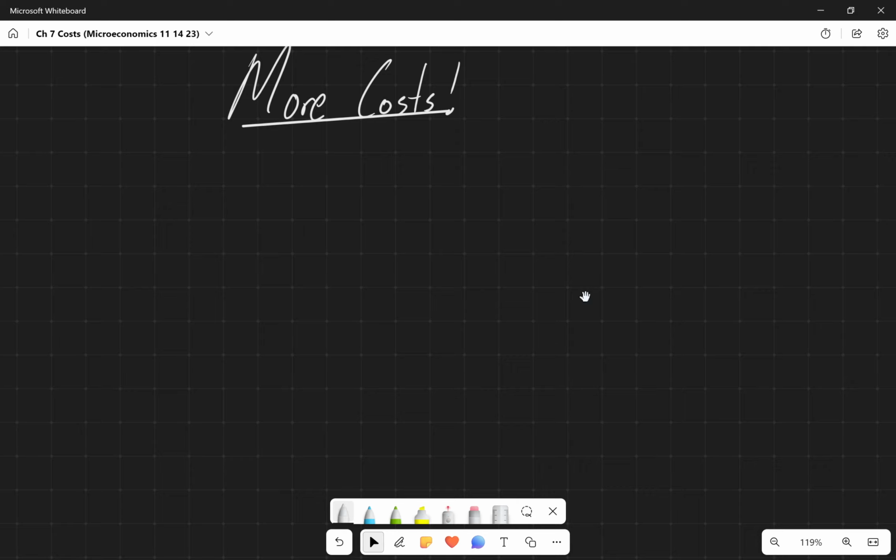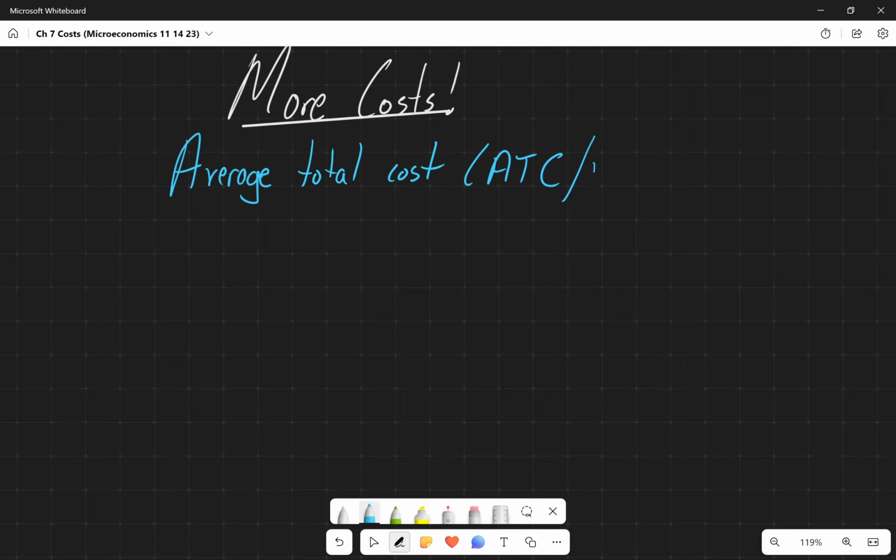So, of course, we're not stopping there. We've got more costs that we need to define, and eventually we're going to be graphing, right? So the first one that we're going to define is our average total cost, abbreviated as ATC, sometimes, very rarely, abbreviated as just AC.